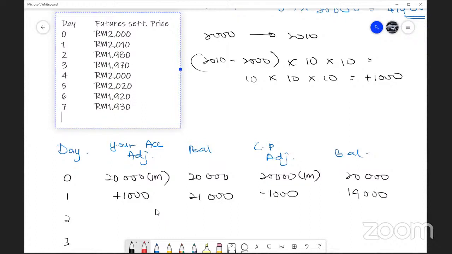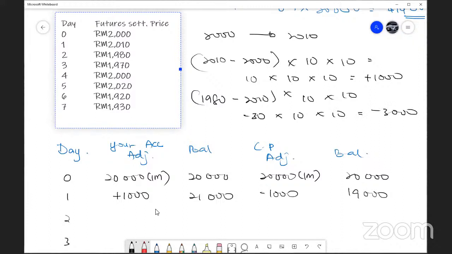Repeat for number 2. 2010 to 1980. Okay, so a demo to you again. I show. Take the most recent one minus the previous one, times 10, times 10. So this is what? 1980 minus 2010 is negative 30. Times 10, times 10. So negative 3,000. So in this case, you are making a loss of minus 3,000.